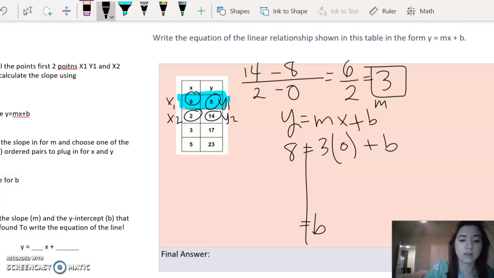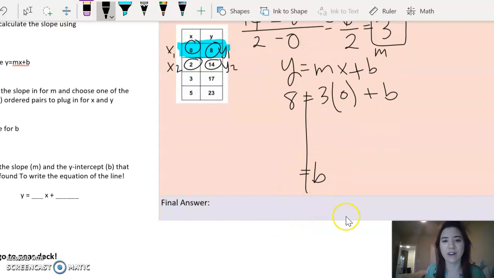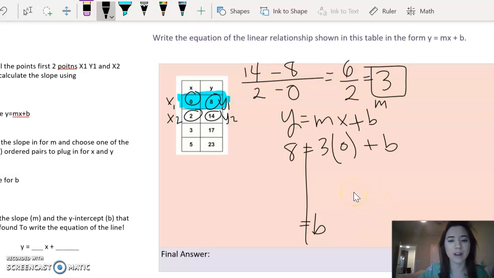Alright, go ahead and pause me and try to solve for what b is. From here, it's the same exact step from the previous problems. So do your multiplication first, tell me what b is, and then write your final equation. Alright, go ahead, pause me now, give that a try.